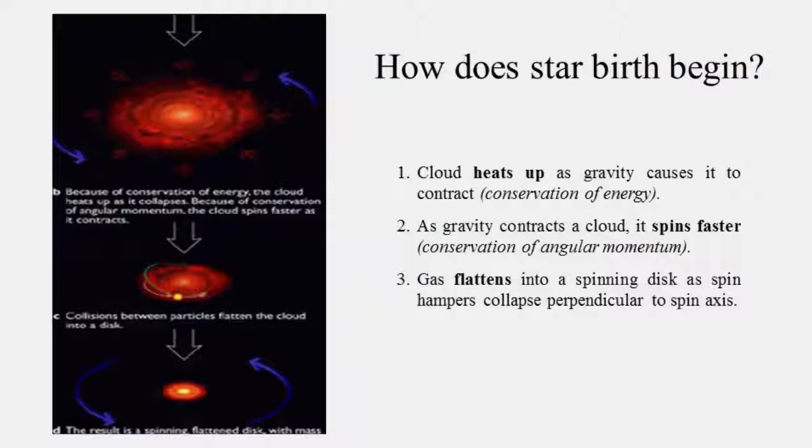Now, gradually, of course, most of the material will work its way to the center to form our young star, but interestingly, there will be some material left over in a flattened disk that someday may form planets.